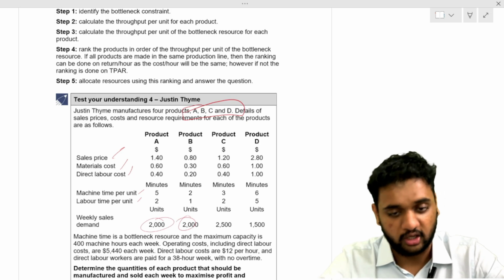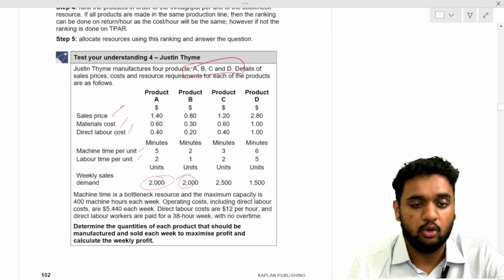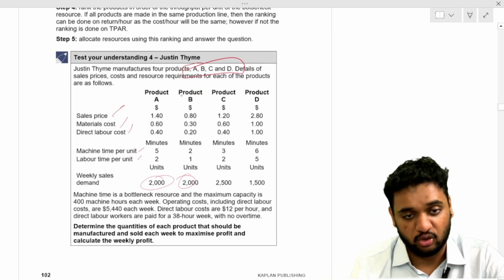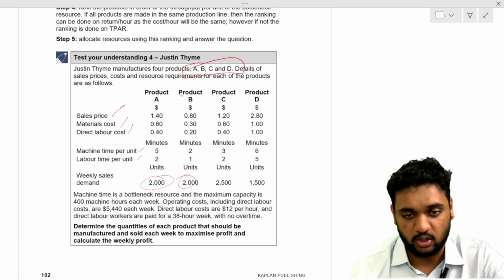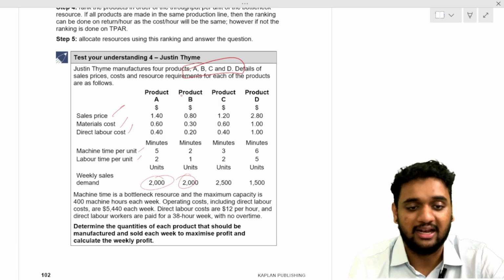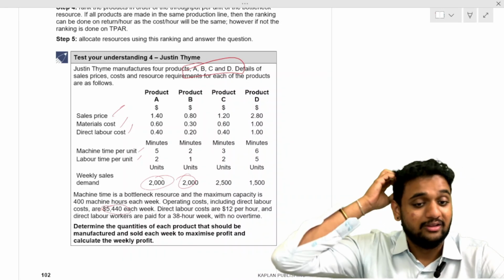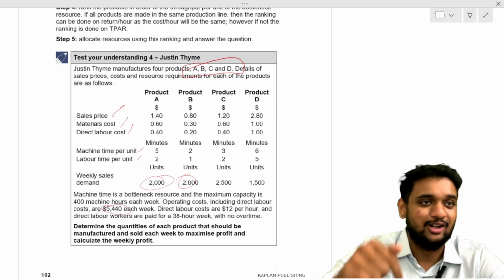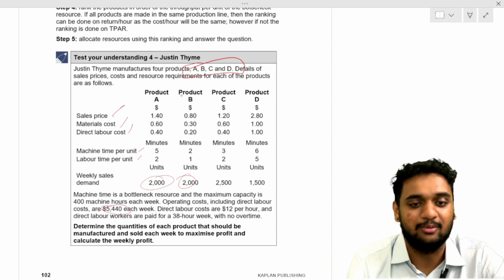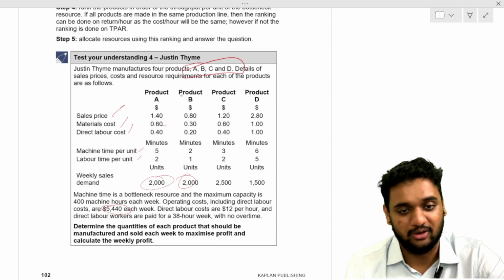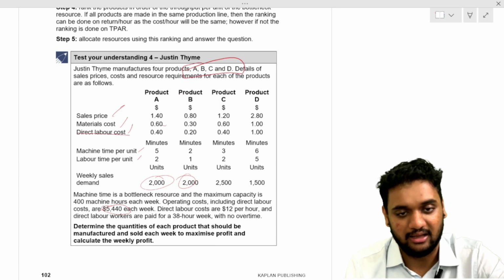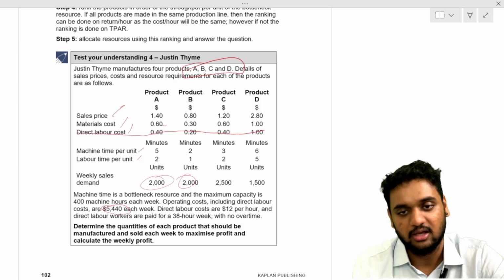Next, what is given to us? Sales demand is given to us. What is given below? Machine time is the bottleneck resource, and the maximum capacity is 400 machine hours each week. Operating costs including direct labor hours are 5,440. I told you, this will include labor cost also. Labor cost you need not take in variable cost. It will be included in this operating cost only. So you can directly take it away. Not required for us.